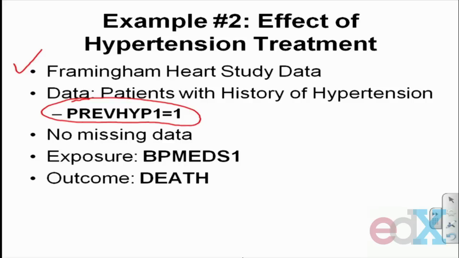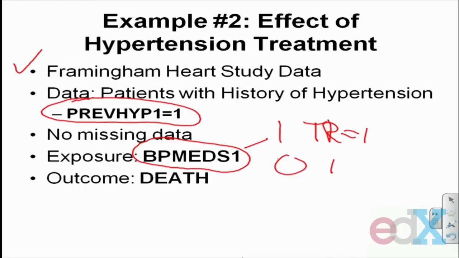My primary risk factor of interest is this variable BP-MEDS1. That indicates whether you were or were not being treated for hypertension at the 1956 exam. It's coded 1 if you were treated, and 0 means you were not treated. Okay, so that's the exposure of interest. The outcome is going to be the one we've been looking at all along in this course, whether you died during the 24 years of follow-up.